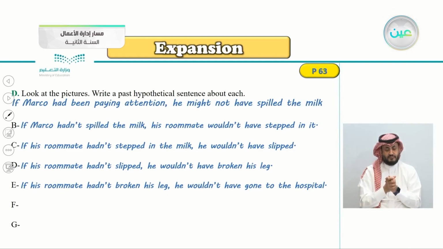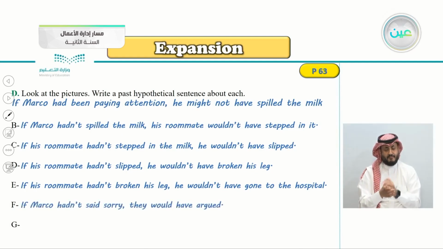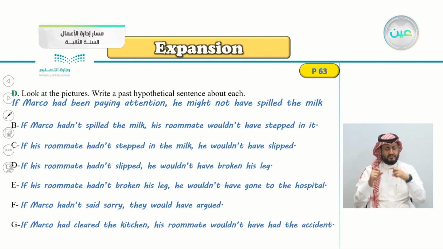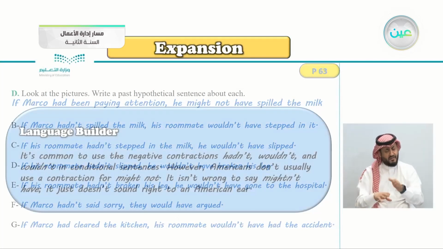Picture number F. Yes, if Marco hadn't said sorry, they would have argued. But you can see in the picture that they are not arguing because Marco apologized. And the last picture, very good. If Marco had cleared the kitchen, his roommate wouldn't have had the accident.